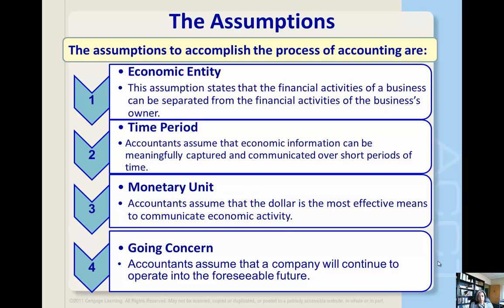Second is the time period. This time period assumption assumes that the economic information that we're drawing can be meaningfully captured and communicated over short periods of time, so typically months that we then aggregate into quarters and years and so on. Number three is the monetary unit assumption. Here we assume that the US dollar is the most effective means to communicate economic activity.